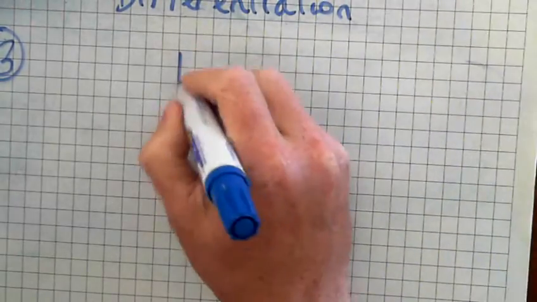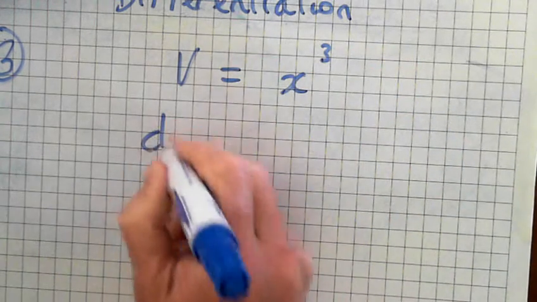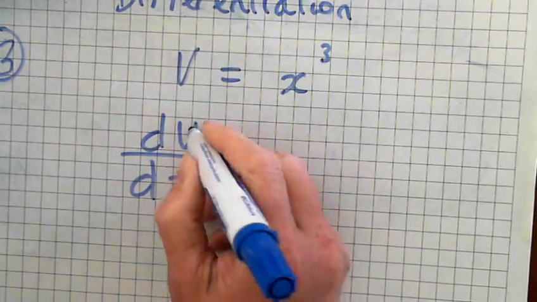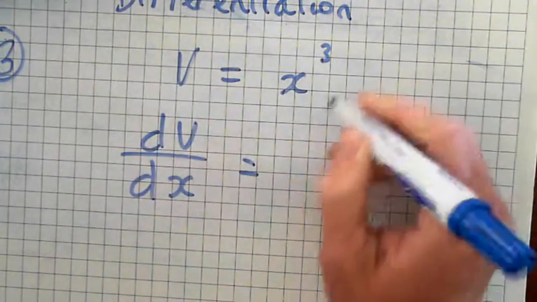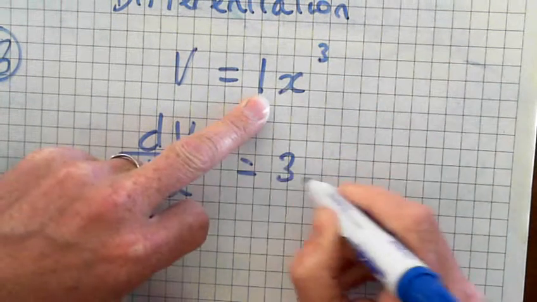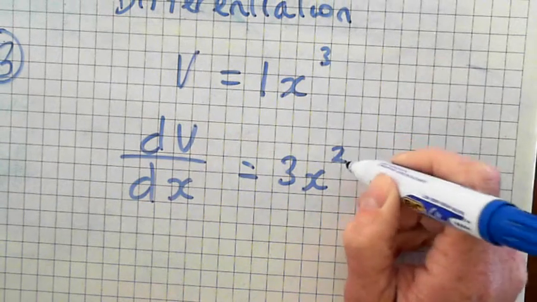Another one. V is equal to x to the power of 3. So V on the top, x on the bottom. All right, so the missing number here is 1. So 3 times 1 is 3, x. And reduce the power by 1. 3 minus 1 is 2.